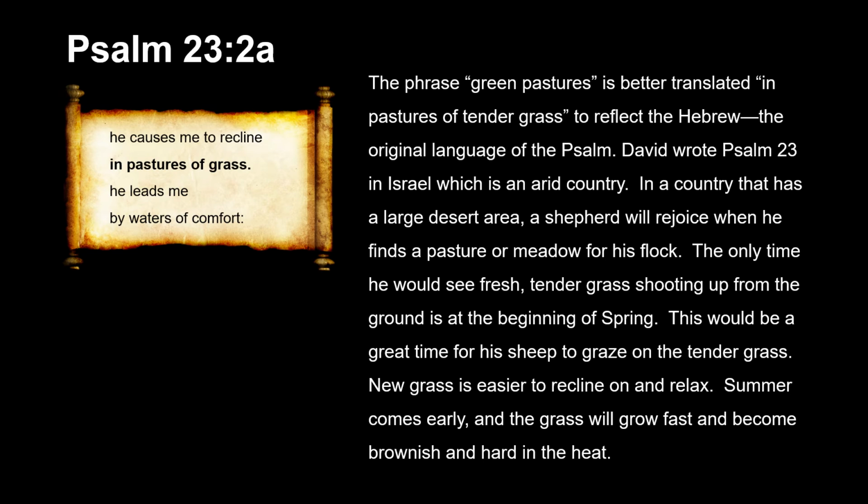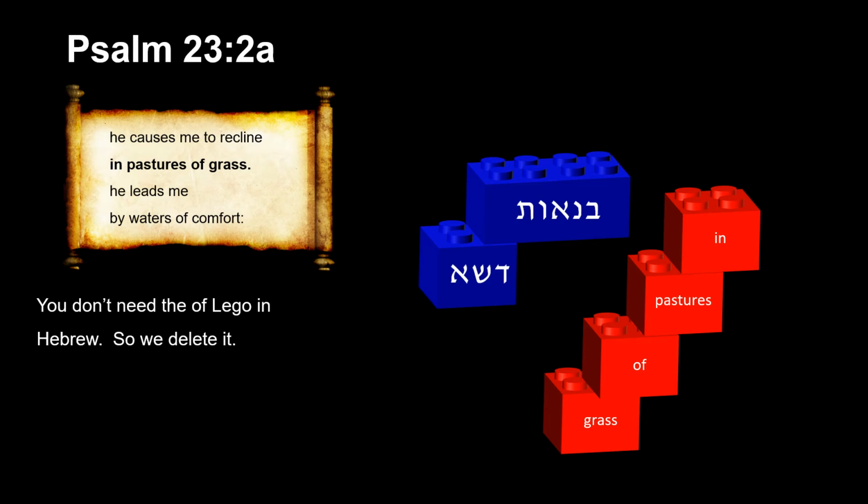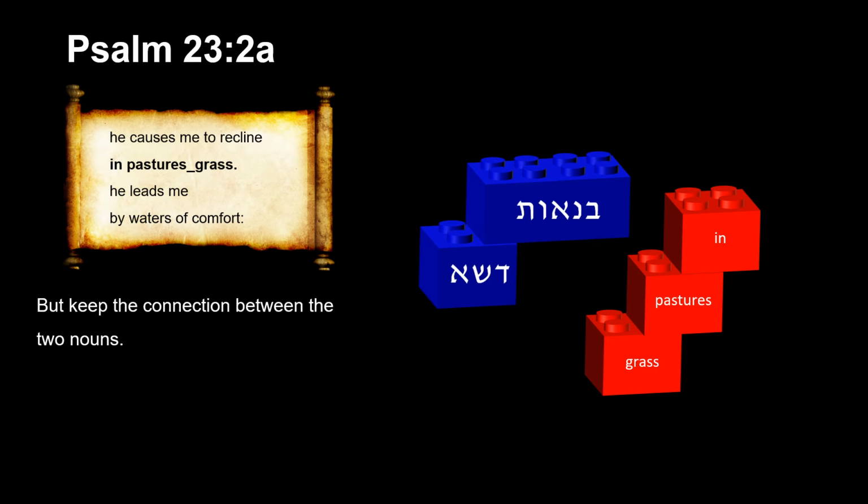This would be a great time for his sheep to graze on the tender grass. New grass is easier to recline on and relax. Summer comes early and the grass will grow fast and become brownish and hard in the heat. So you don't need the Lego "of" in Hebrew, so we delete it. So we have, he causes me to recline in pastures grass. He leads me by waters of comfort. Okay, we've eliminated "of," but we keep the connection between the 2 nouns with that little line.